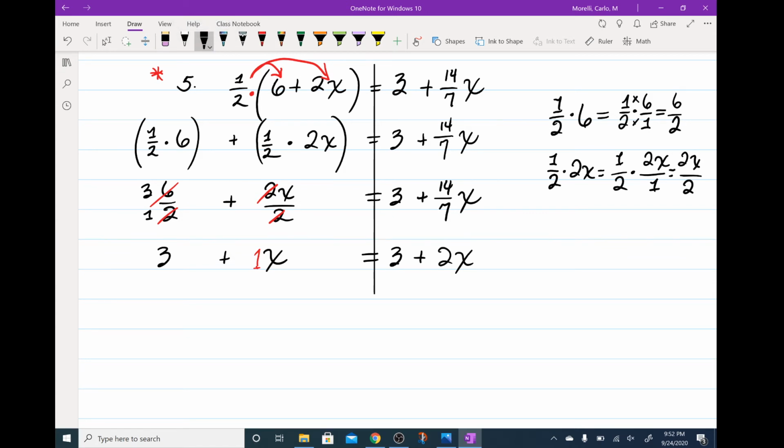So what should we do now? Well, let's subtract 3 on both sides. The reason I'm doing that is because I can get rid of the 3's. 3 minus 3 is 0, so additive inverse. They cancel out. And now I have this 1x equals 2x.